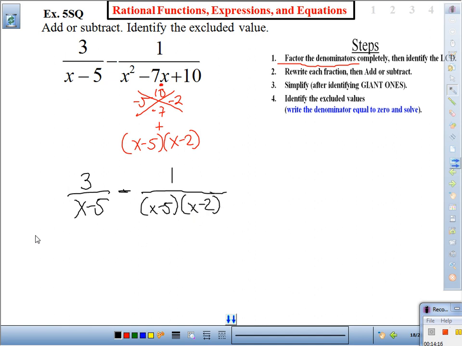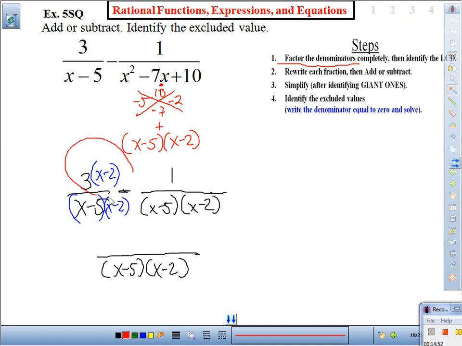So by looking at it, you can see obviously this one needs something else. Tell your neighbor what this one needs. That is correct. This one needs to be multiplied times x minus 2. And what do we do to the denominator? We do to the numerator. Do we have a common denominator now? Yes, Mr. Q. X minus 5 and x minus 2. However, now we're going to focus where? In the numerator.